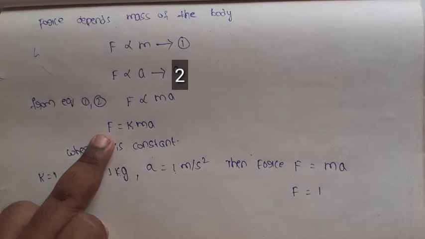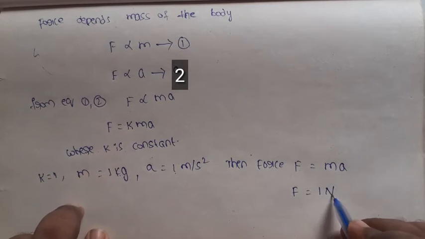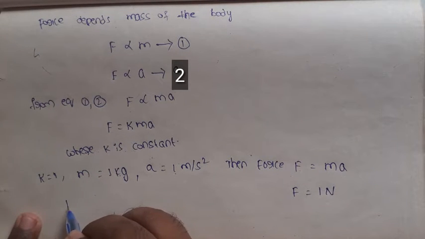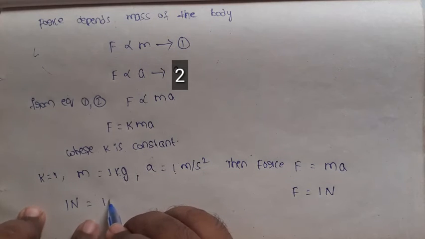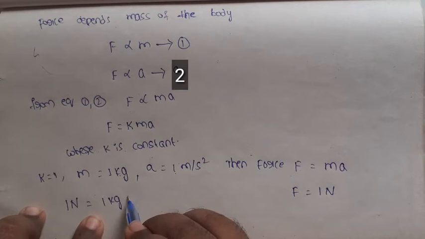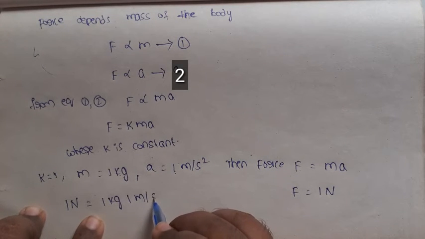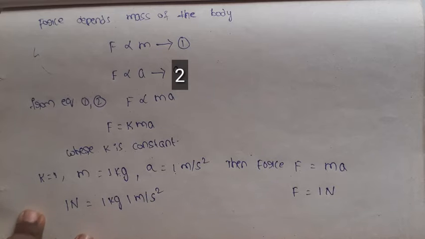What is the unit of the force? Newton. So for 1 Newton force, we require 1 kg mass of the object, it produces 1 meter per second square acceleration. So define 1 Newton.